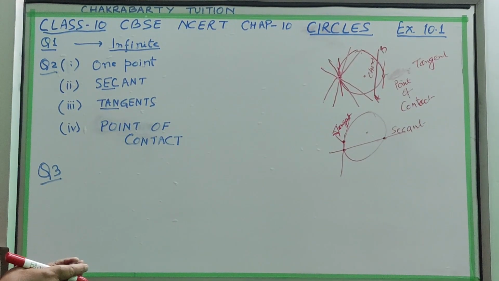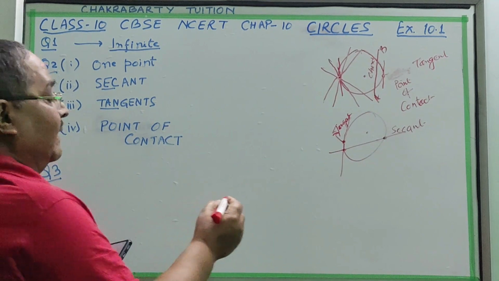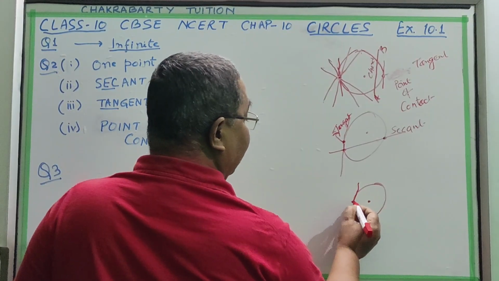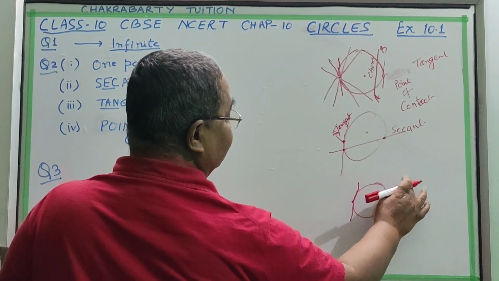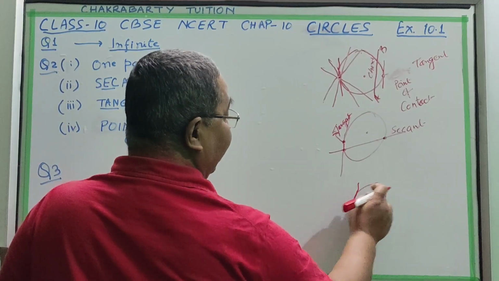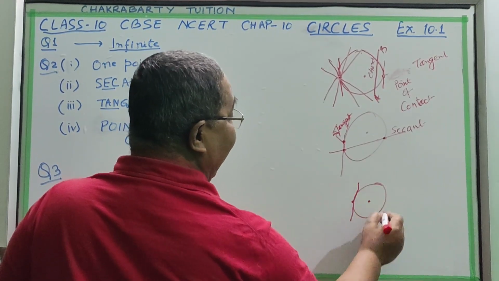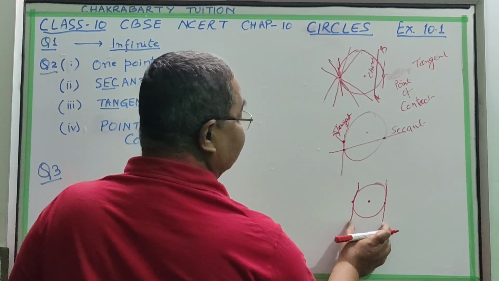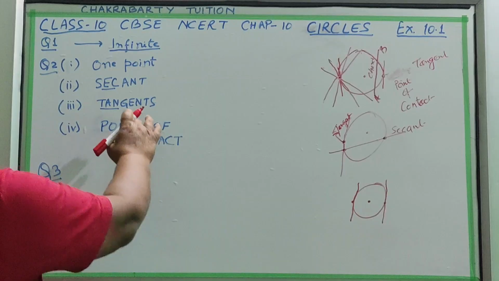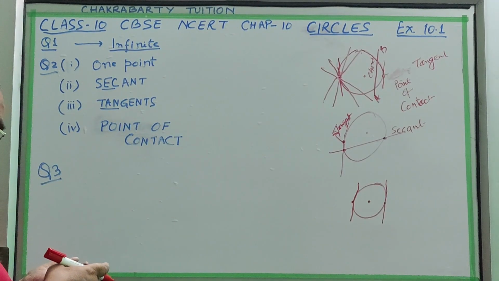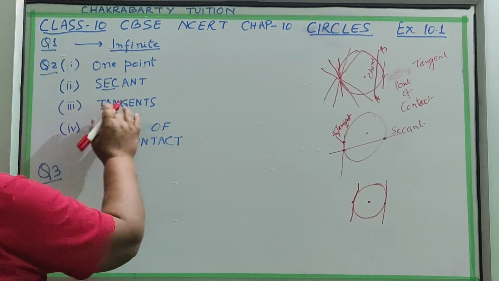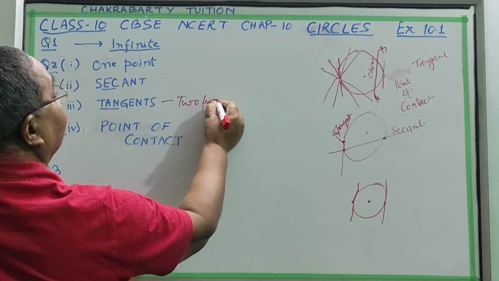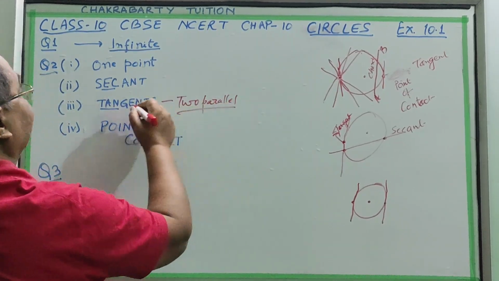A circle can have how many parallel tangents at the most? Suppose this is a circle and one tangent is on this side. Parallel means on this side it is not possible, this side also not possible. Tangent means touching from outside. So only two tangents are possible in a circle. A circle can have two parallel tangents at the most.